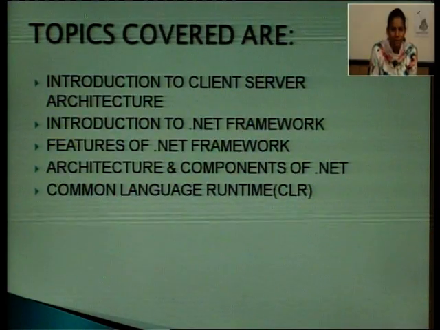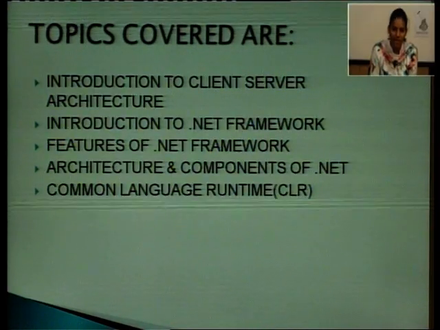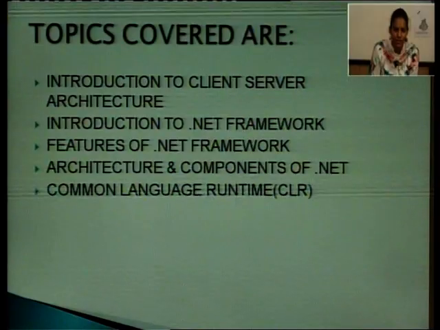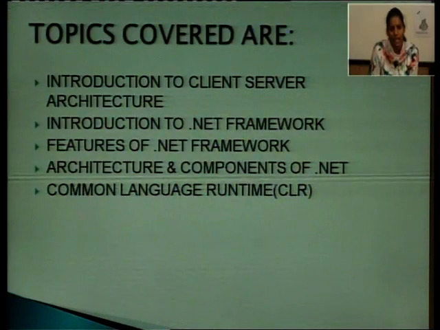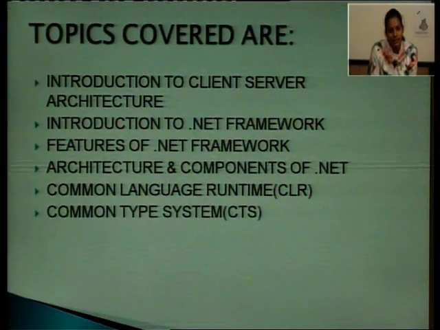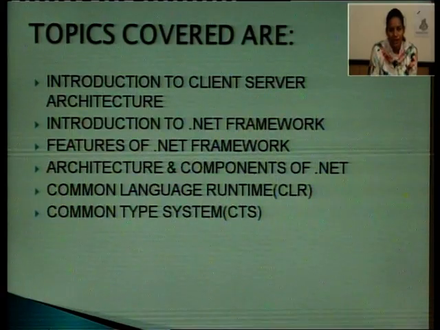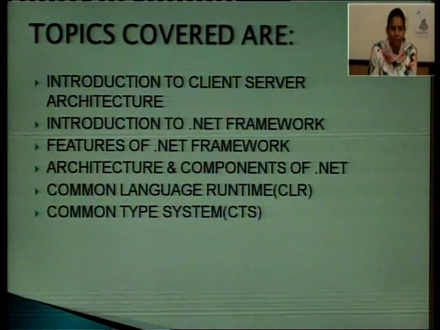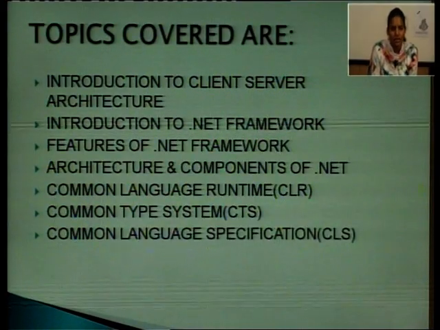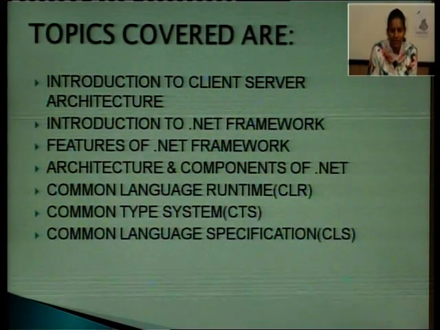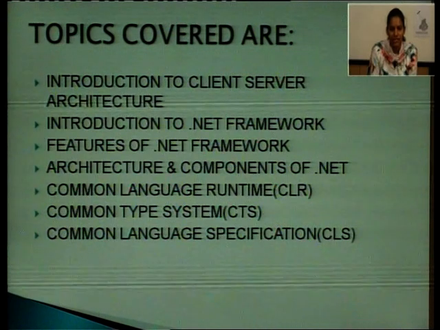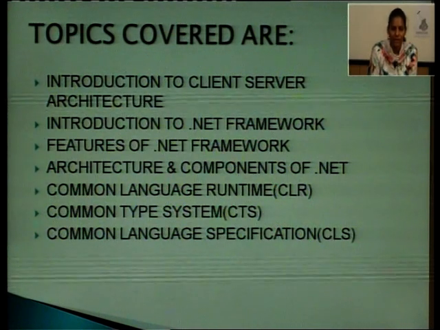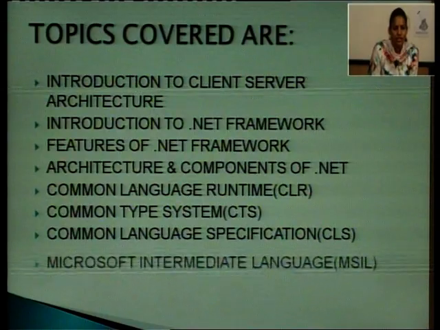Then Common Language Runtime. Common Language Runtime provides the execution procedure for the .NET applications. Then Common Type System. Common Type System is something similar to the data types in C, C++ and VB. And next, Common Language Specification. Common Language Specification provides the rules to develop applications in .NET.